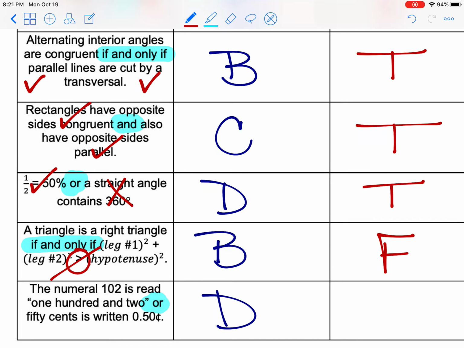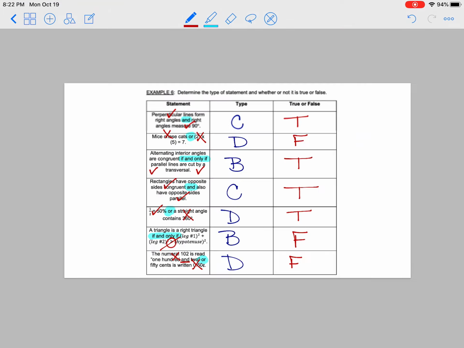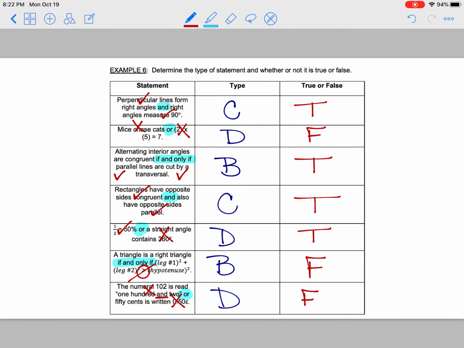And the last one, the numeral 102 is read 102. Well, we know that if we add the word the and, that's a decimal, and it doesn't say 100.2, it says 102. So that right there is false, but it's an or statement, so let's check out the next one. 50 cents is written as 0.50 cents. Well, if they have a decimal, that's money, and we need the dollar sign. If it has a cent sign, we would take the decimal off, and so that part is false, making the whole statement false.